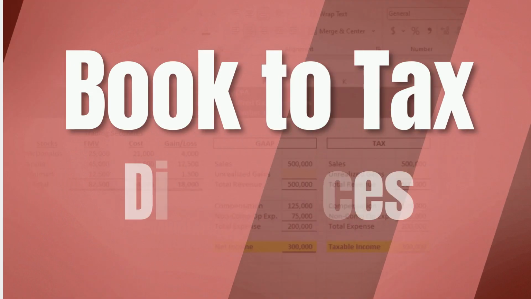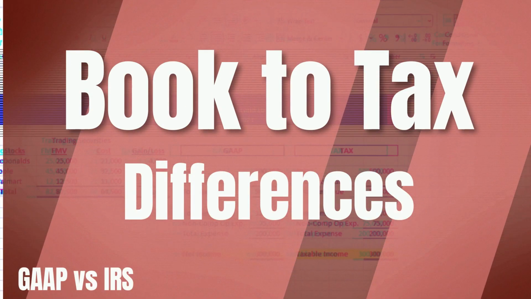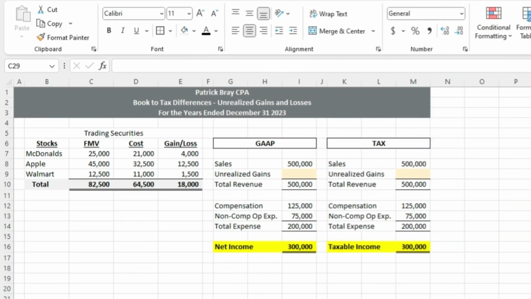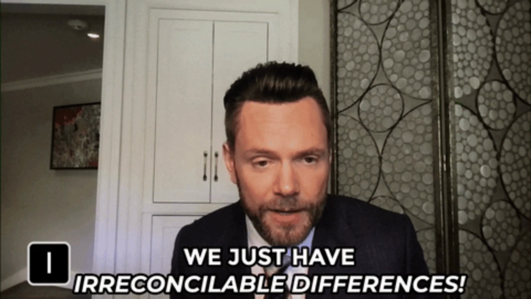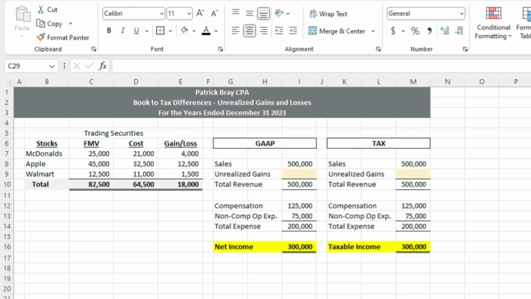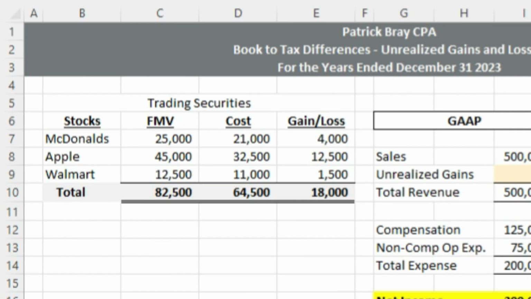Why do you have differences between GAAP accounting and tax accounting? Well, we have differences based upon the rules and regulations behind each basis of accounting. So we're going to go through 5 examples where you will definitely encounter book to tax differences, meaning you have a difference between the GAAP accounting and the tax accounting. All right, let's go. Example number 1, unrealized gains and losses related to trading securities.